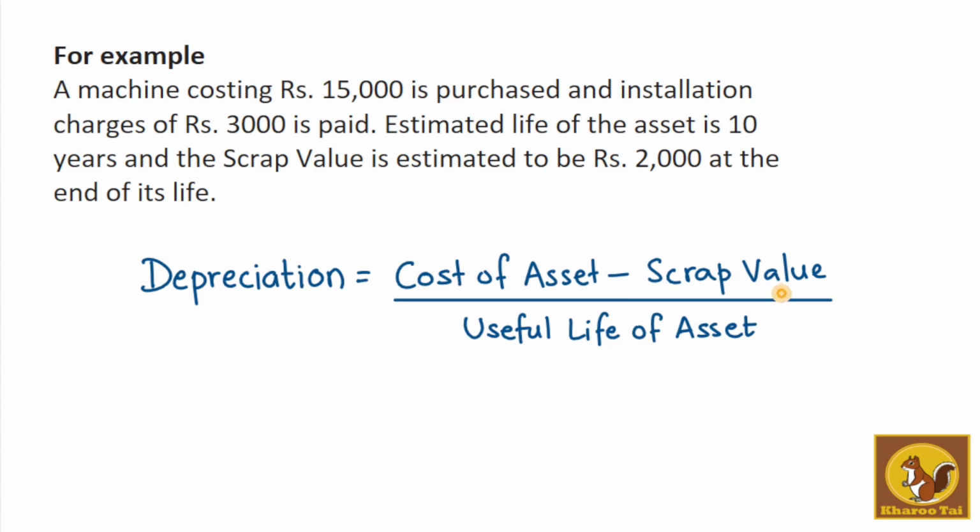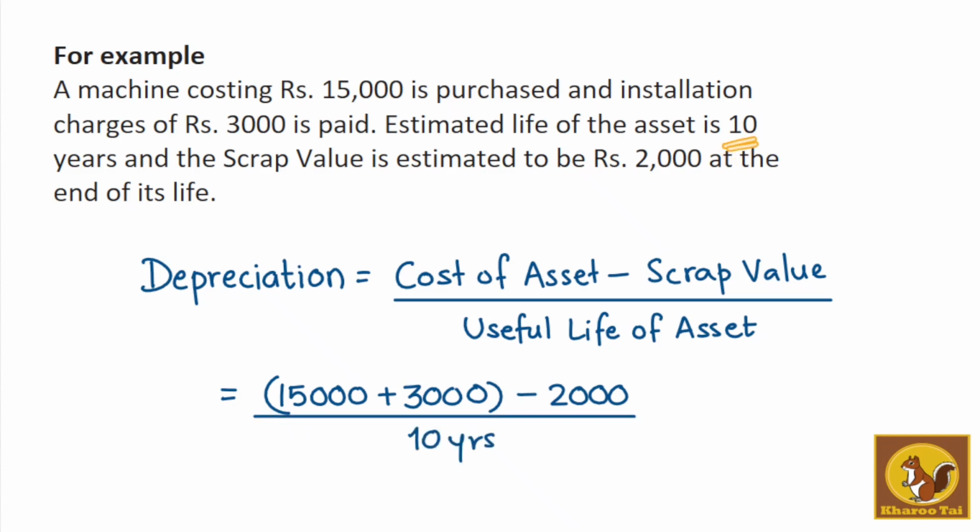Depreciation is cost of asset minus scrap value divided by useful life of the asset. What is the cost of asset here? The purchase price and installation price. Then 15,000 plus 3,000 will be 18,000. This is our cost of asset, and we have scrap value, so we'll reduce it from the cost of asset. So 18,000 minus 2,000 will be 16,000, and we'll divide this by the useful life of the asset, which is 10 years. Then we'll get the amount 1,600. This is per annum, and this amount will stay constant every year. Depreciation amount will be the same every year in this method.